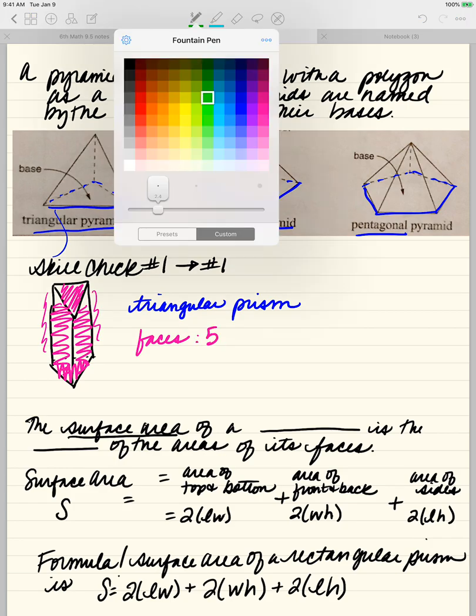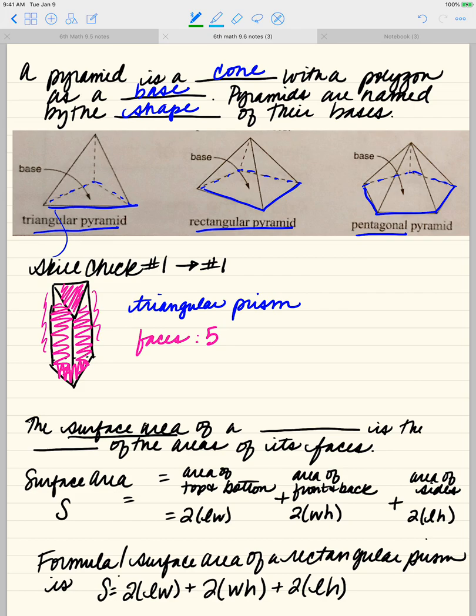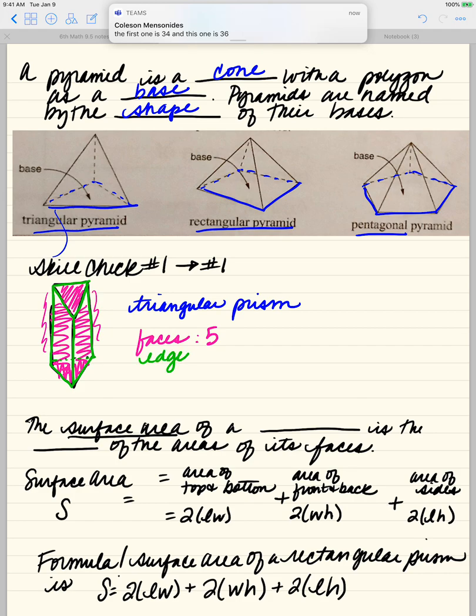Okay, switching colors again. Let's talk next about our edges. And the edges are where two faces of a polyhedron intersect. Okay, so we have an edge here, an edge here, edge here. So we're at 3, 4, 5, 6, 7, 8, and this one here in the back, 9. So we have 9 edges.